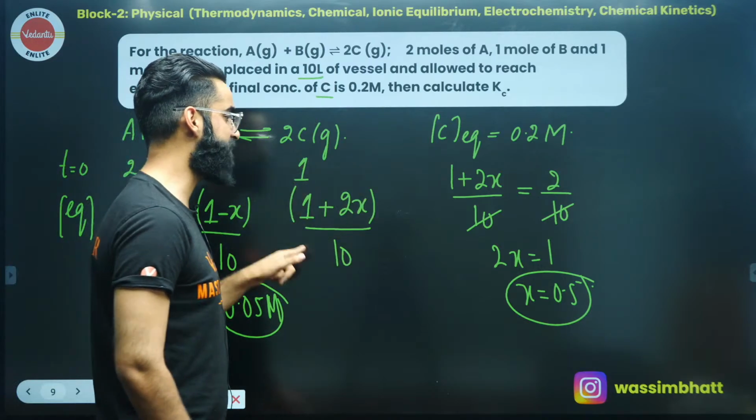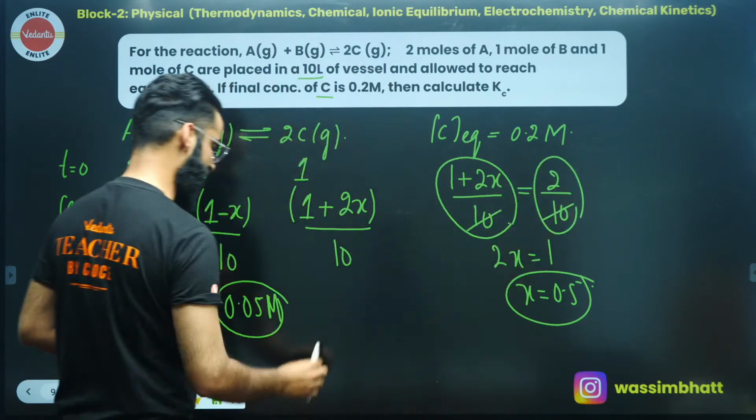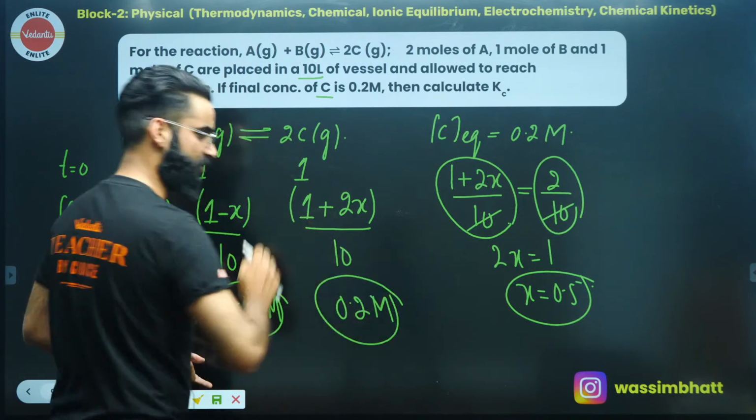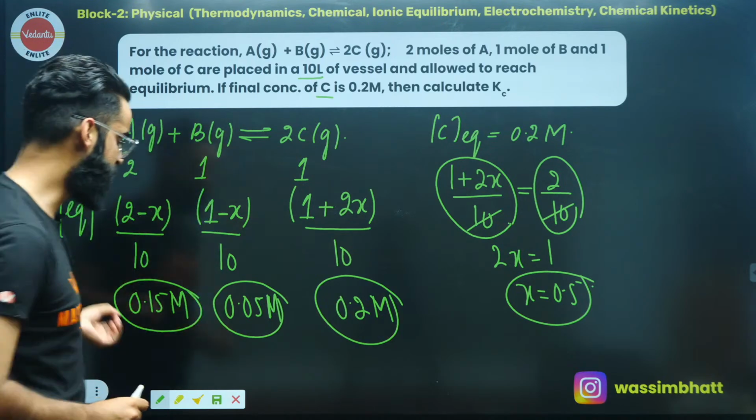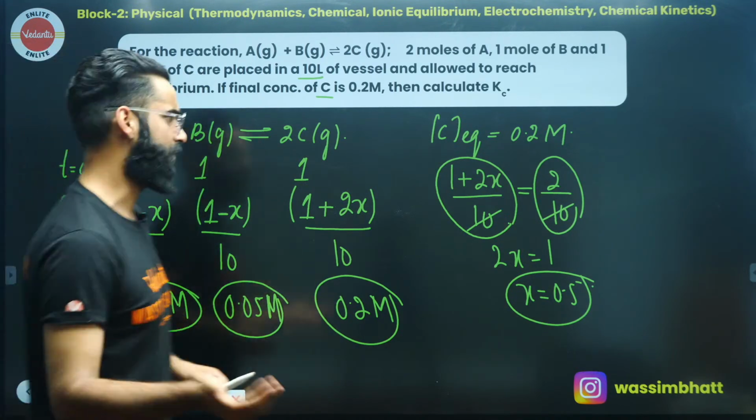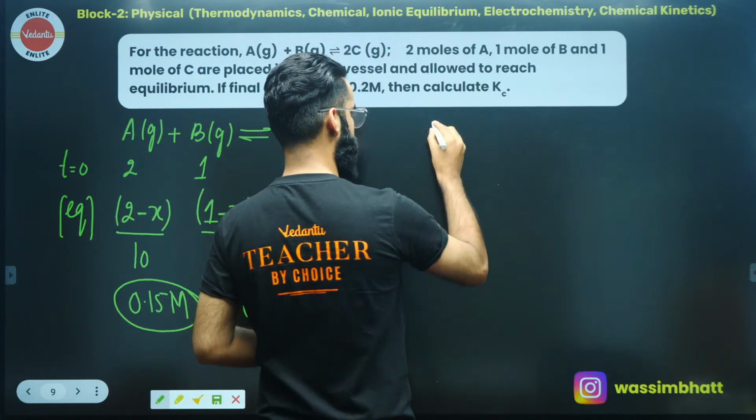And (1 + 2x) divided by 10. This value is already equal to 2 by 10, that means 0.2. So this is the concentration of C in the container at equilibrium. Since you got the concentration of each reactant and product in the container at equilibrium, you can easily write the expression for Kc now, right? That's something which you were supposed to calculate.